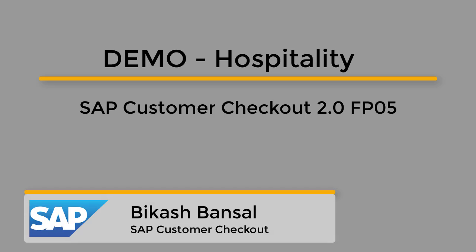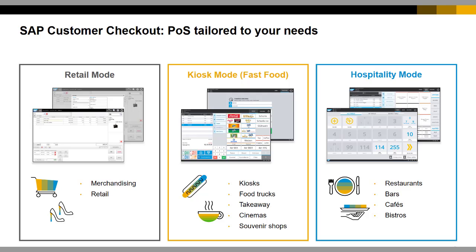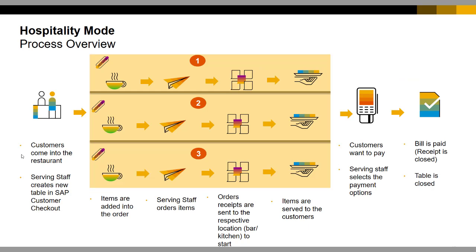As you probably already know, SAP customer checkout has three different user interface modes. The first one is the retail mode, the second is the kiosk mode, and the third is the hospitality mode. And in this video I will show you a demo of the hospitality mode.